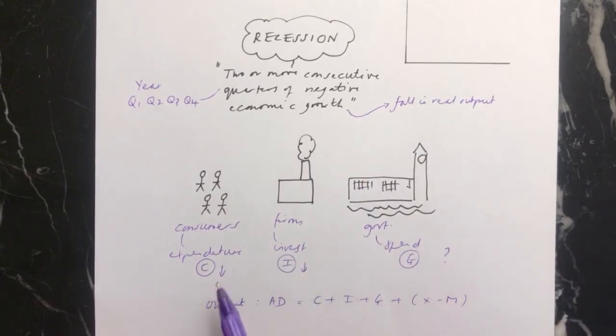And we said before that this could be because people are consuming less, firms are investing less, government are spending less, or it could also be that we are exporting less and importing more. But overall, that will mean that our output in our country will be going down. So any of those things.